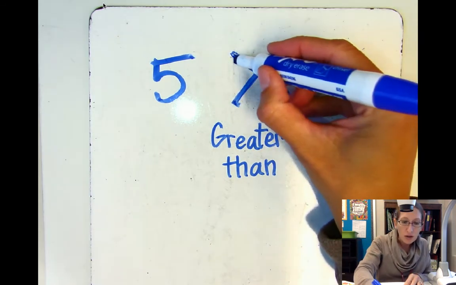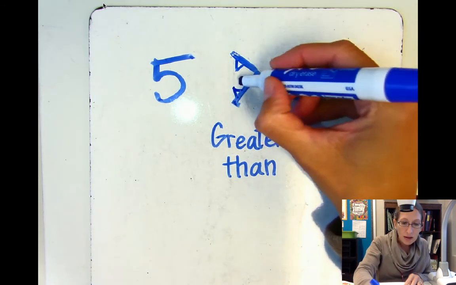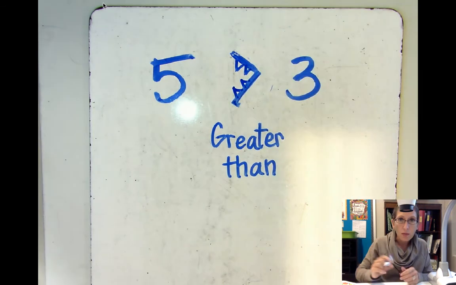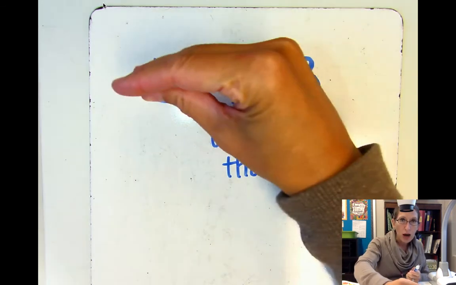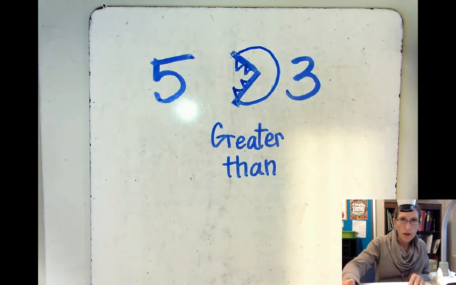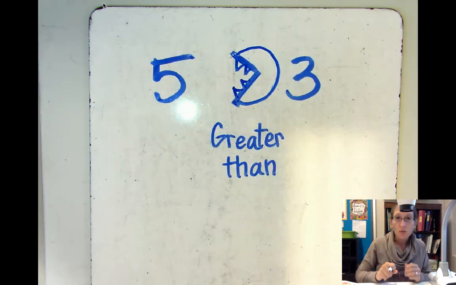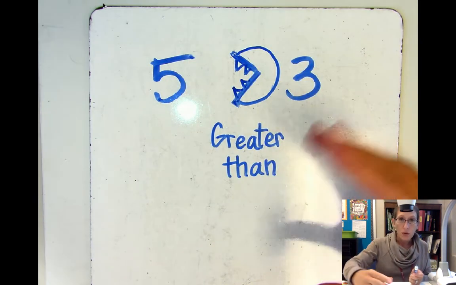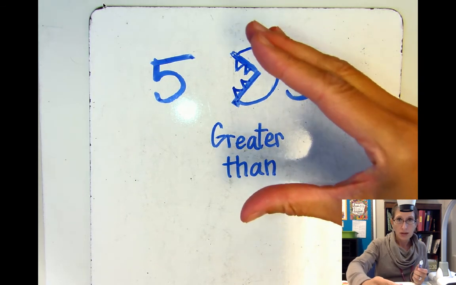Sometimes I just draw little teeth. I like to draw some little teeth in here so I remember, oh yeah, this is like the creature's mouth. And you could still draw kind of a little face there. Okay, so anything that helps you remember that the greater than symbol looks like this.